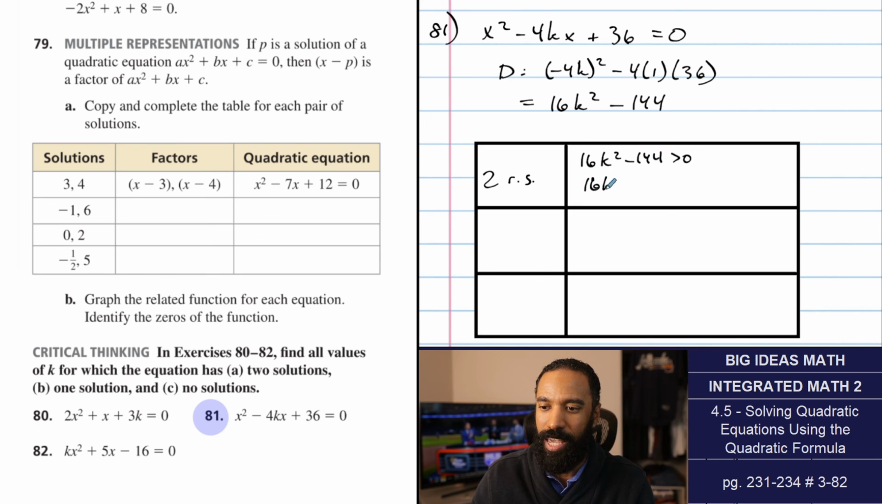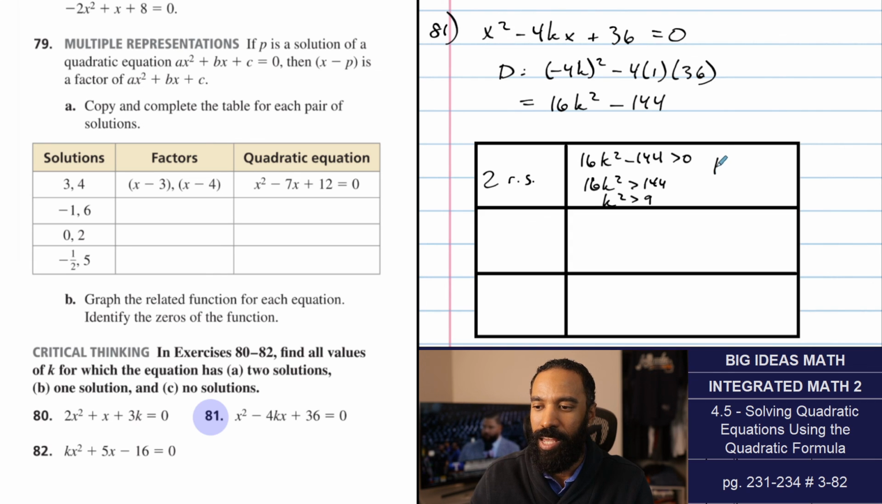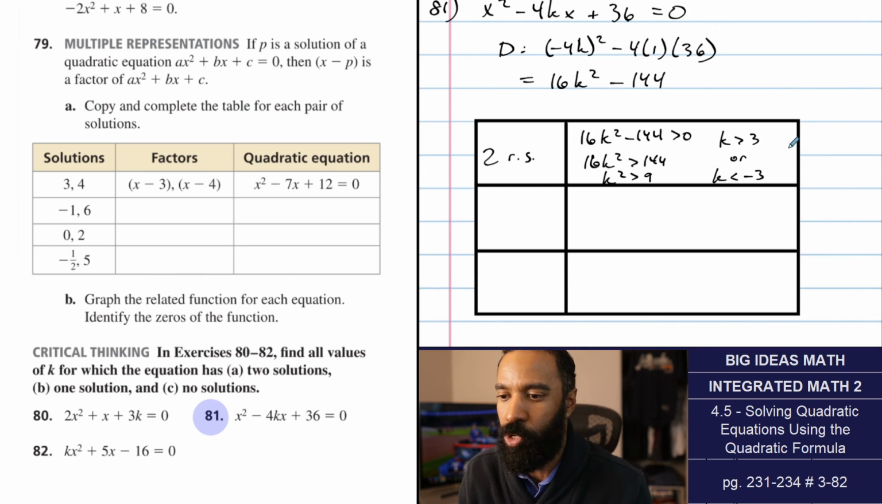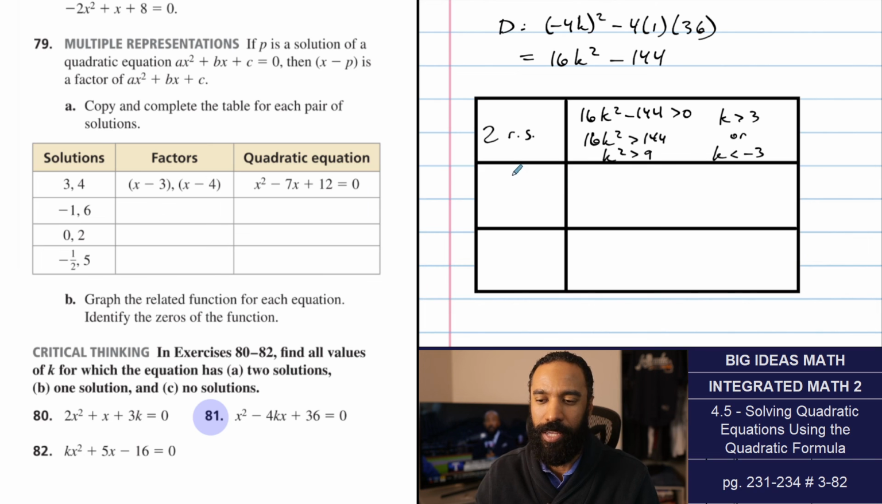So 16k squared needs to be greater than 144. K squared needs to be greater than 9 if you divide by 16. K, oh, this is tricky. K can be either greater than 3 or less than negative 3. That's how that whole square root business works here. As long as greater than 3 or less than negative 3. Kind of tricky on that.